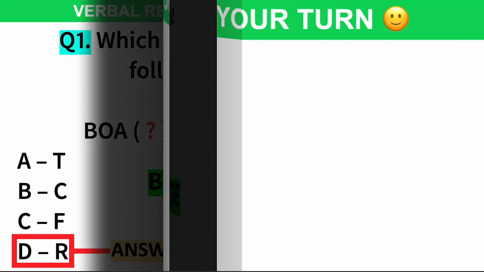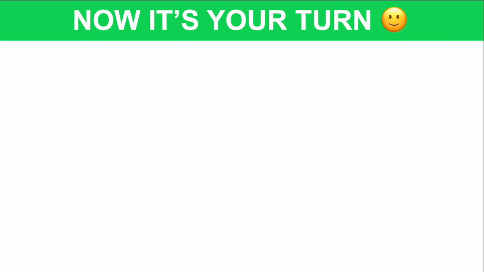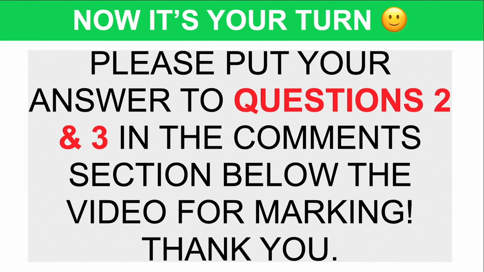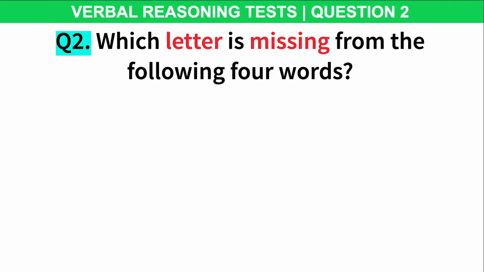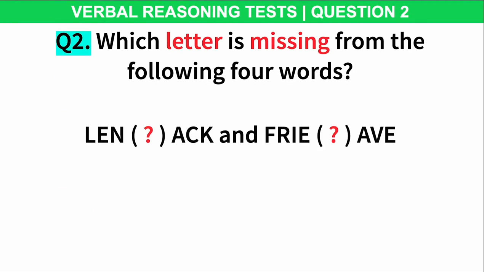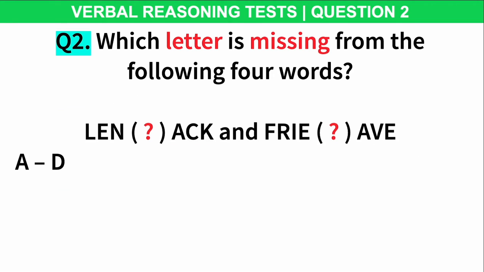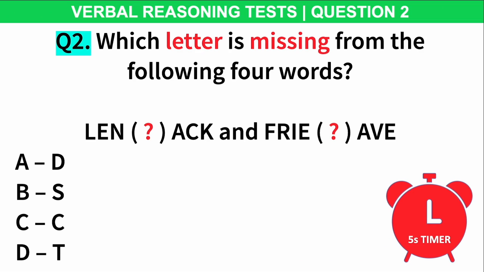So now it is your turn. Let's have a go at some of these questions yourself under timed conditions. Please put your answer to questions 2 and 3 in the comment section below the video for marking. Thank you very much. Okay, which letter is missing from the following 4 words? Here are those 4 words. Is the missing letter D, S, C or T? You have just 5 seconds on the timer for this question. It's always best to practice under timed conditions. However, if you need more time to answer, please pause the video.